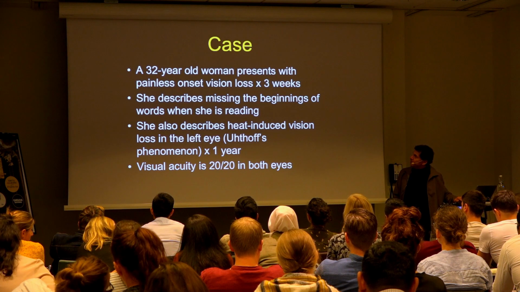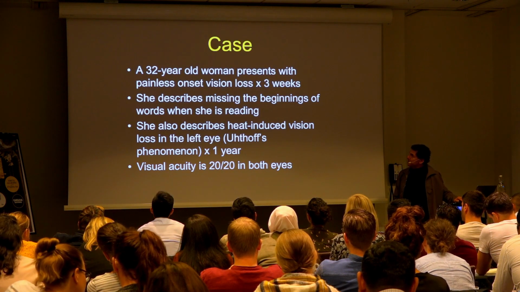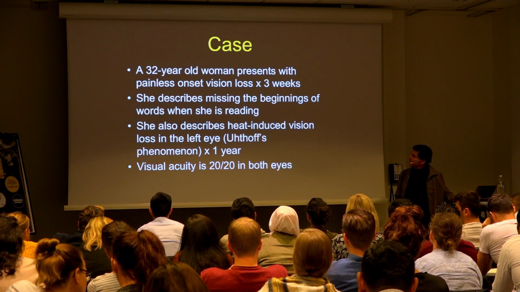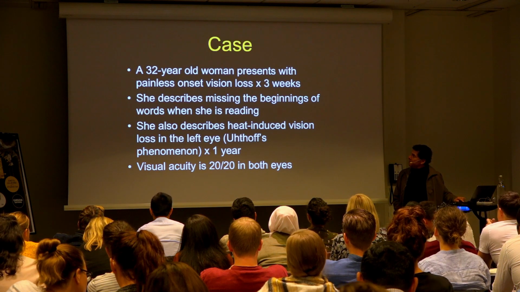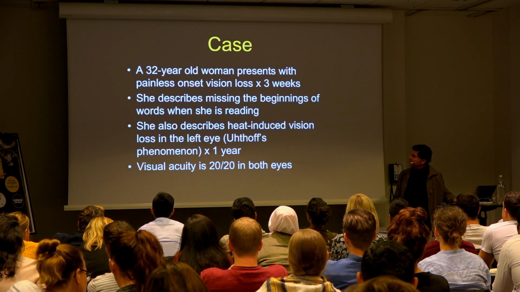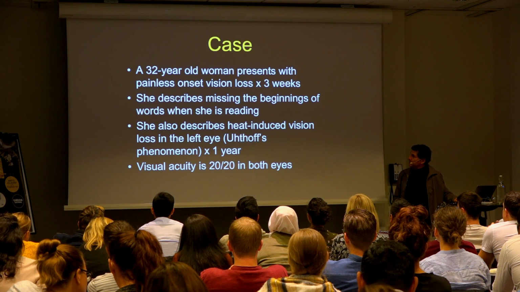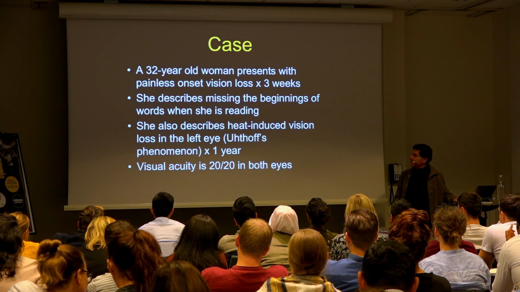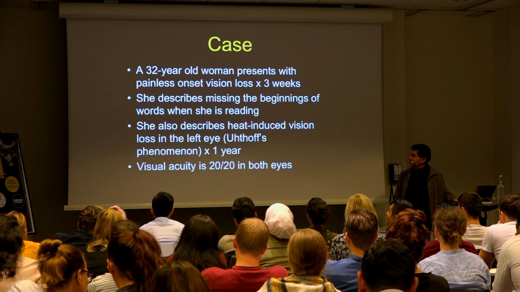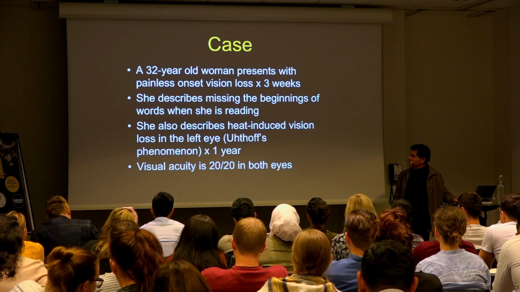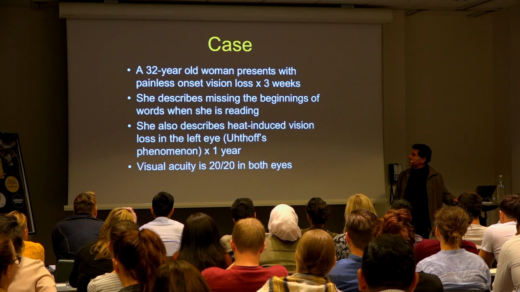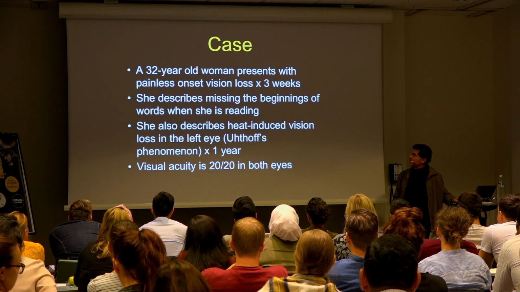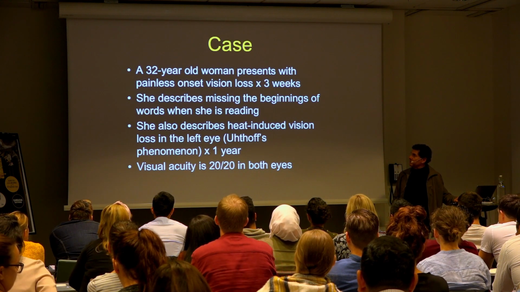Okay, here's a 32-year-old woman, had painless vision loss for 3 weeks. She describes missing the beginning of words when she's reading. So that's a clue. She also describes heat-induced vision loss in the left eye. So whenever she has a hot shower, her vision goes down in that eye. But visual acuity at rest is 20/20. So what's that history sound like? Optic neuritis or something. Right.